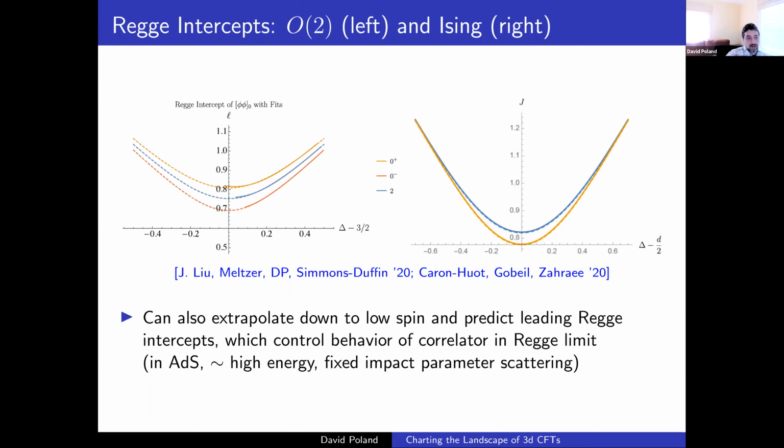And that has a precise analog in terms of the CFT correlation function by analytically continuing one of the cross ratios, say around 1 through a branch cut, which starts at 1, and then sending both cross ratios to 0 at a fixed ratio. Okay, so one of the other outcomes of this kind of study is that we can make the first determinations of the Regge intercepts of, in this case, the O2 model, and there's a similar study of the Ising model done by Caron-Huot, Gobeil, and Zahraee, shown on the right.